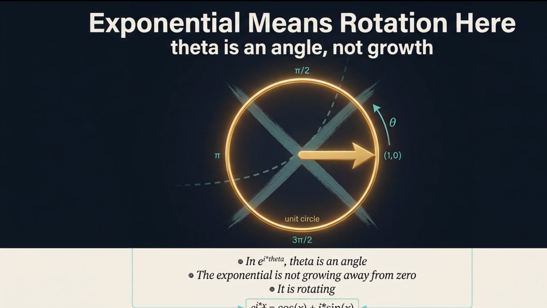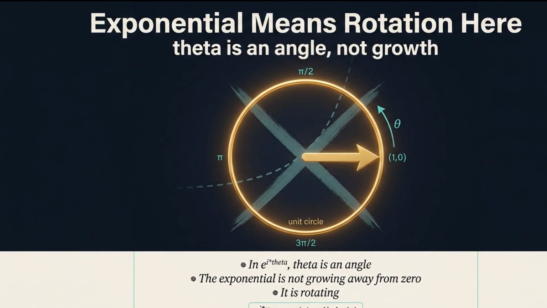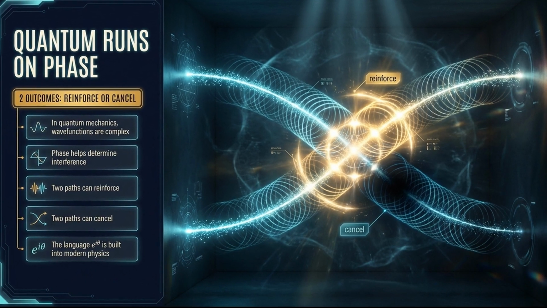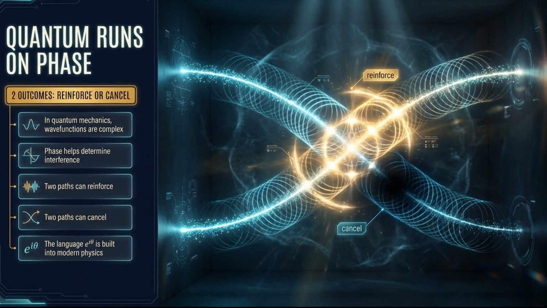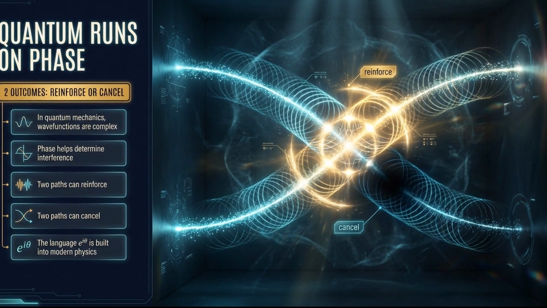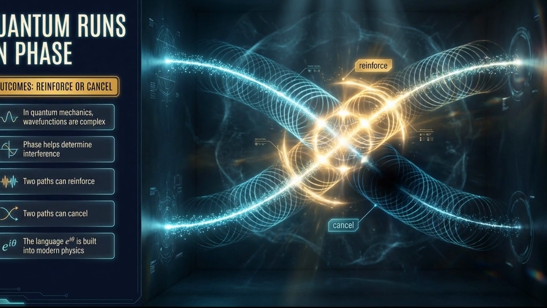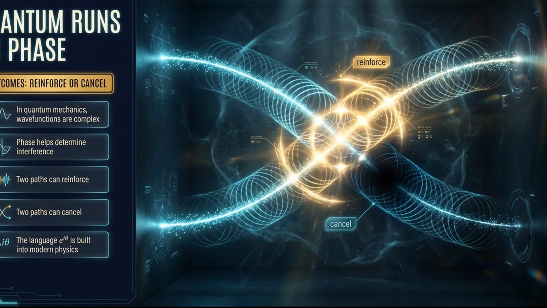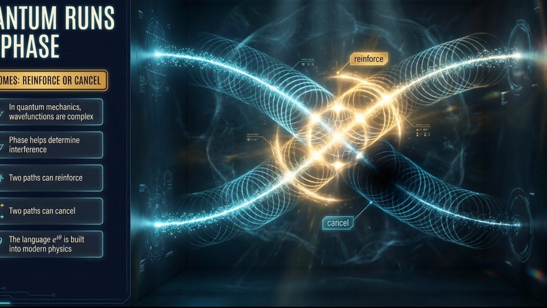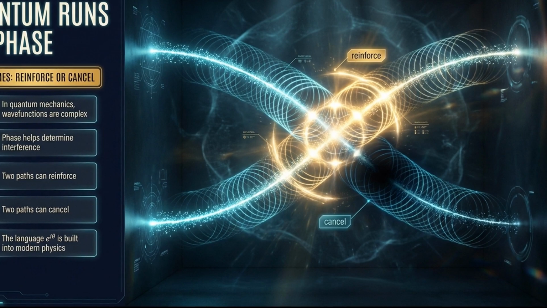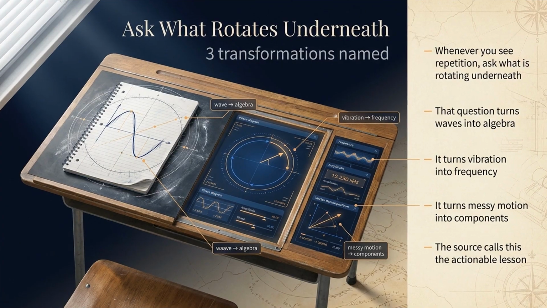In quantum mechanics, complex phase is not optional. The phase of a wave function helps determine how waves interfere. Two paths can reinforce, two paths can cancel. The language e to the i theta is built into that world. Here, theta is an angle. The exponential is not growing away from 0, it is rotating.